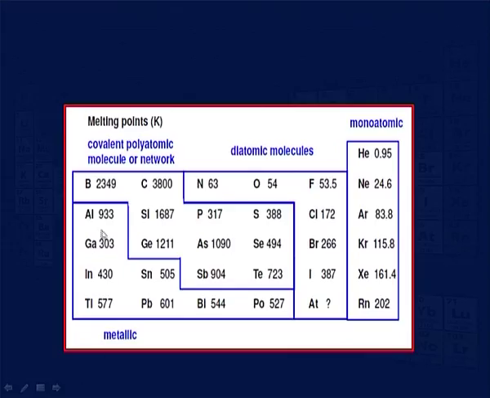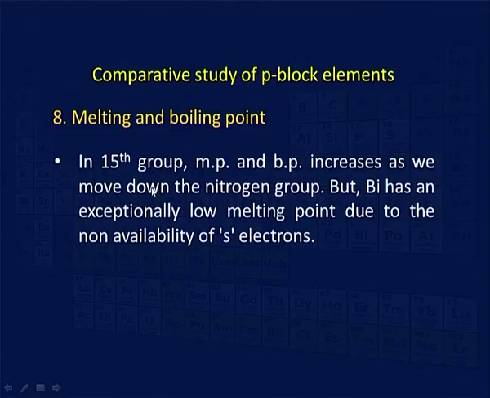This is the pattern of melting points seen for the p block elements from the 13th group to the 17th group. This is the 17th group, and this portion represents the metals from aluminum to polonium, the metalloids from boron to tellurium, and the non-metals from nitrogen to astatine. In fact, the properties of astatine are not well established. The values are given in Kelvin scale for melting and boiling point. In the 15th group, melting and boiling point increase as we move down the nitrogen group, but bismuth has an exceptionally low melting point due to the non-availability of s electrons.